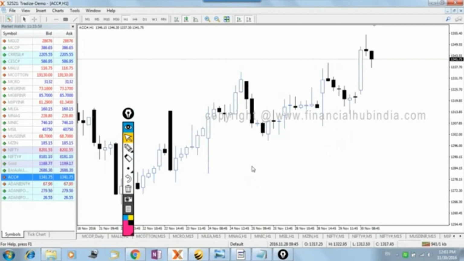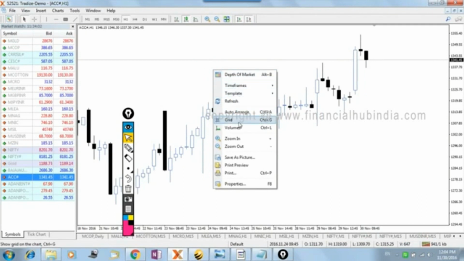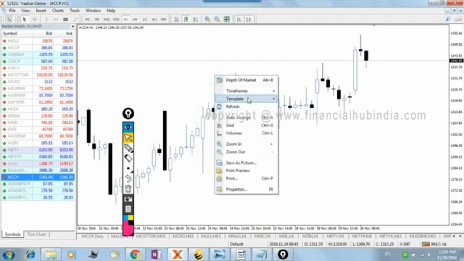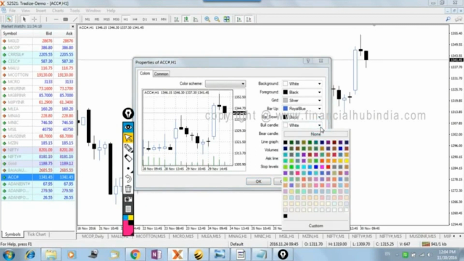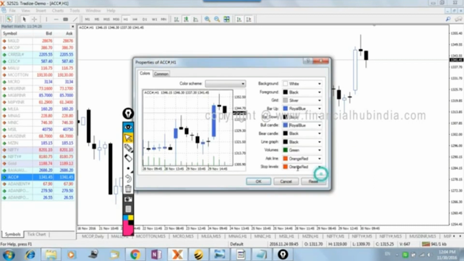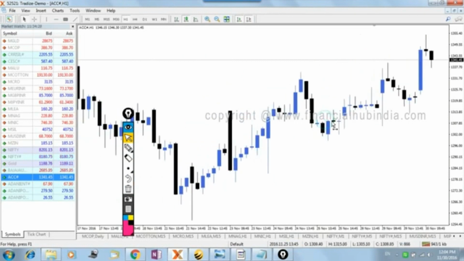Okay, right. Now I want the blue to be filled. I want this candle to be filled with the blue color. So again go to the settings, and this is the bar of the bull candle. Bull candles are the good candles, the positive candles, and bear candles are the negative candles. So for the bull candles, again make it royal blue. So I got my chart.